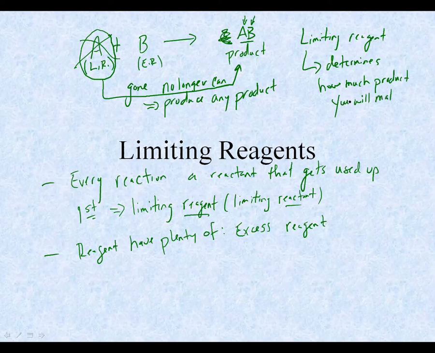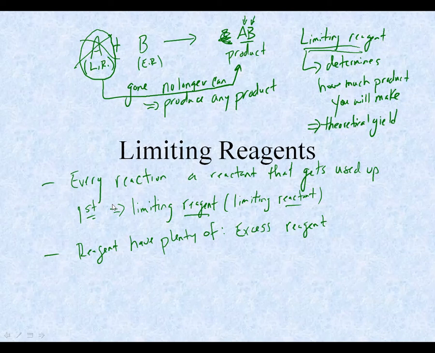Whenever you're trying to figure out how much product you should make in a reaction, which is what we were talking about in the previous examples, the theoretical yield, it is the limiting reagent that will determine that for you. So you always want to use the limiting reagent to help you determine how much product you should make. The excess reagent will be there in plentiful supply. It will still be there when the reaction's over. You've got a ton of it.